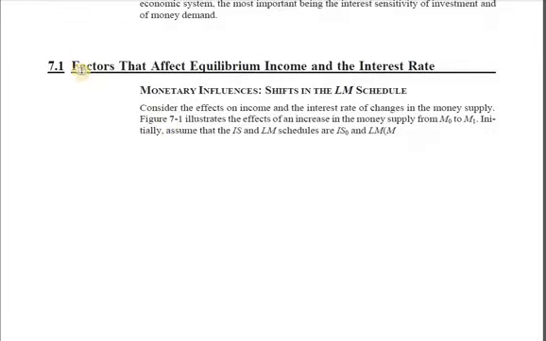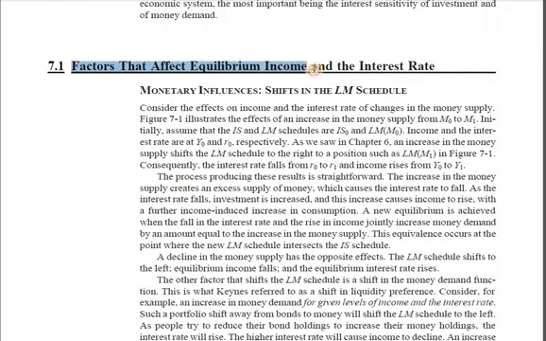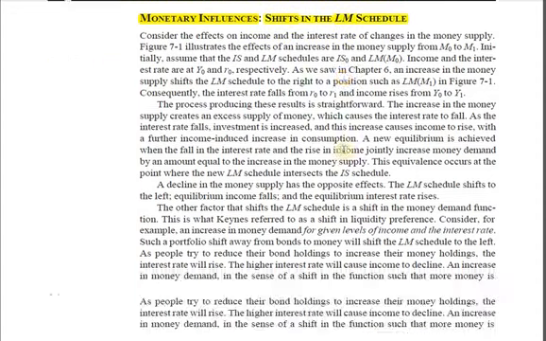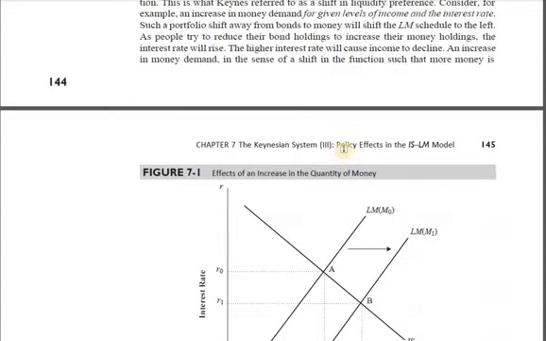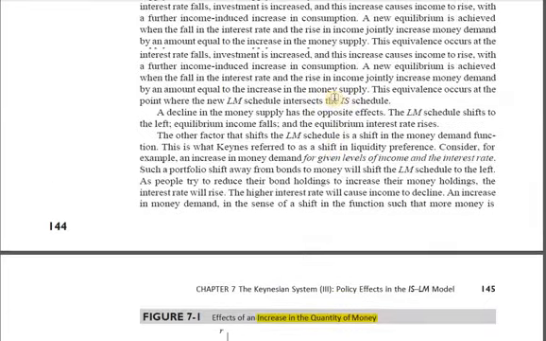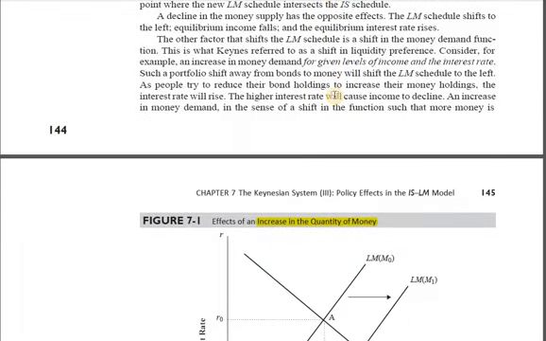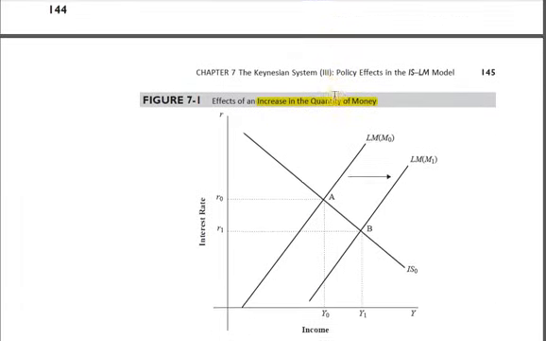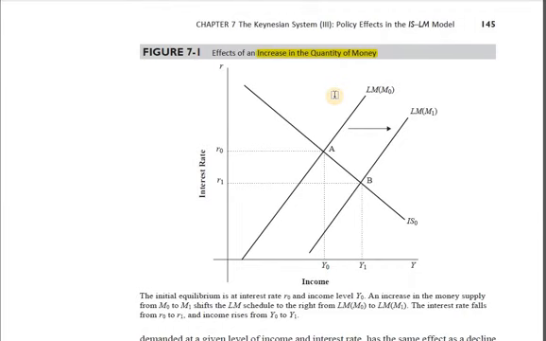First of all, we'll be seeing factors that affect equilibrium income and the interest rate, and number 1 is monetary influence. That basically means money supply. So what can cause a shift in the LM schedule? This should be either way obvious. It is the increase in the quantity of money. This chapter is not about what can cause a shift in the LM. This is about what effect it's gonna have onto equilibrium level of interest rate and income. This is the crux of this very chapter. This is what we'll be studying here.